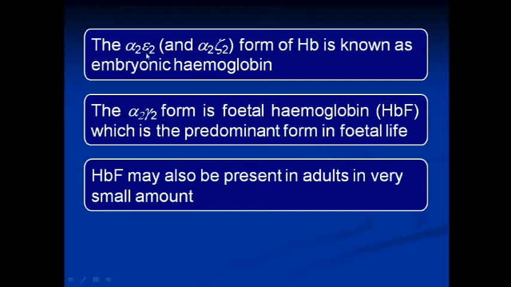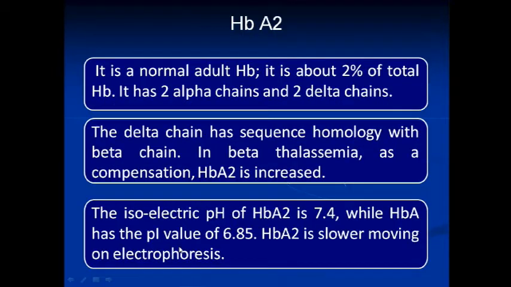Now alpha 2 epsilon 2 and alpha 2 zeta 2 are forms of hemoglobin known as the embryonic hemoglobin. Alpha 2 gamma 2 hemoglobin is predominant in fetal life, so it's HbF. Embryonic hemoglobin is abbreviated as alpha 2 zeta 2. Hemoglobin F may also be present in adults in very small amounts.